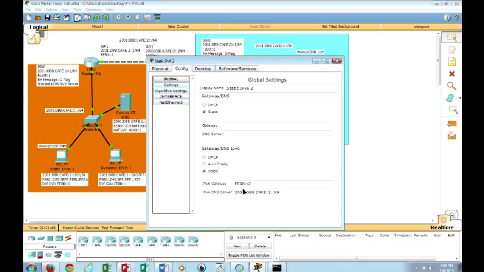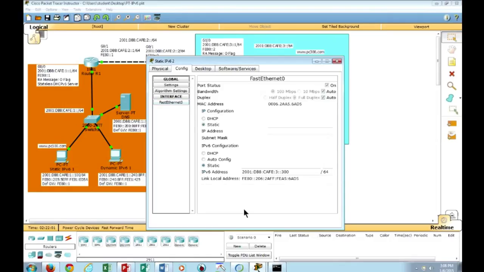I configured my settings. Here's my gateway. I used the link local address as my default gateway. And here's the DNS server, which is over here. My interface, I just configured a static address. Here's the prefix length. It came up with its own link local address, with FFFE in the middle. How do you think it came up with it? EUI-64, the MAC address. Throw the MAC address in the middle.